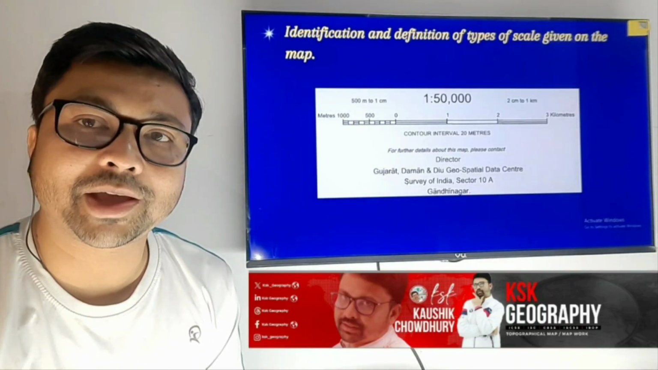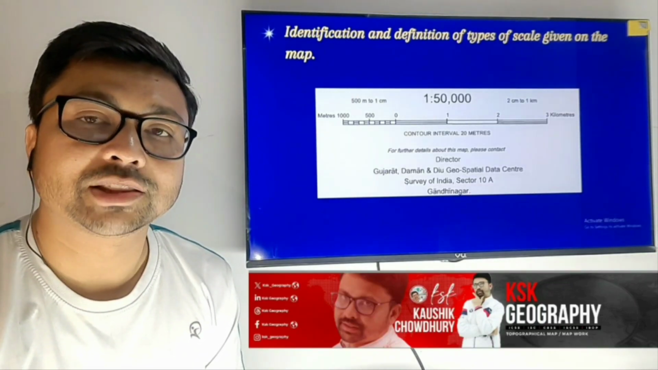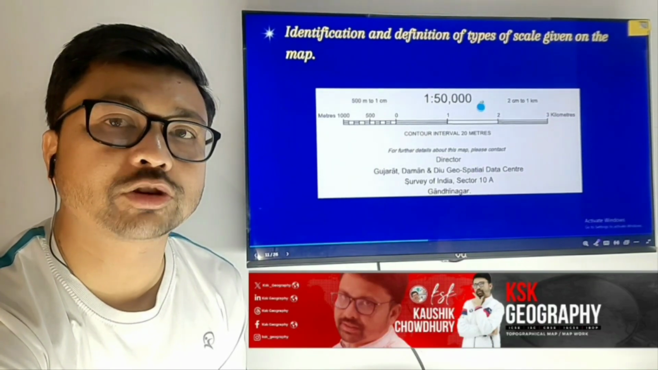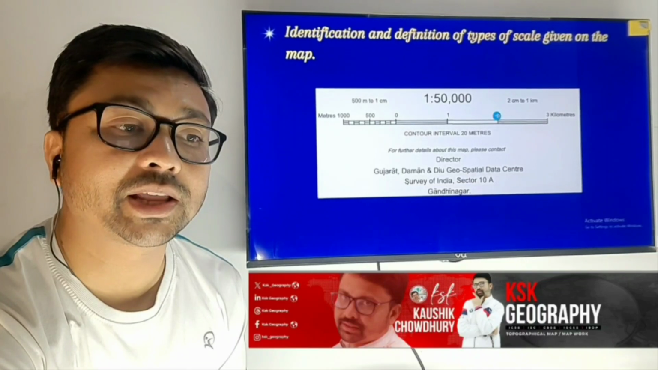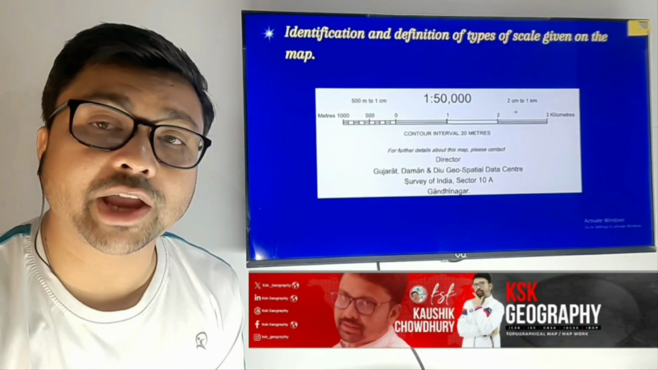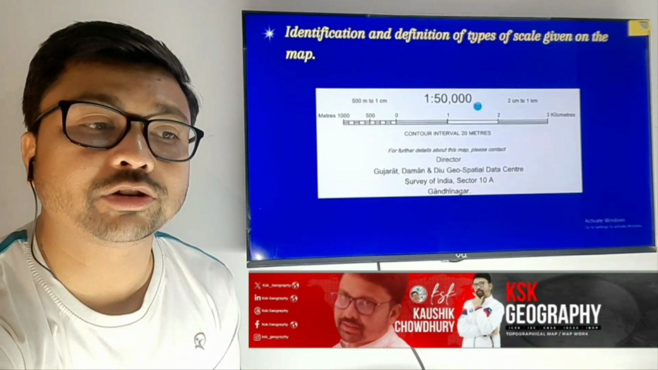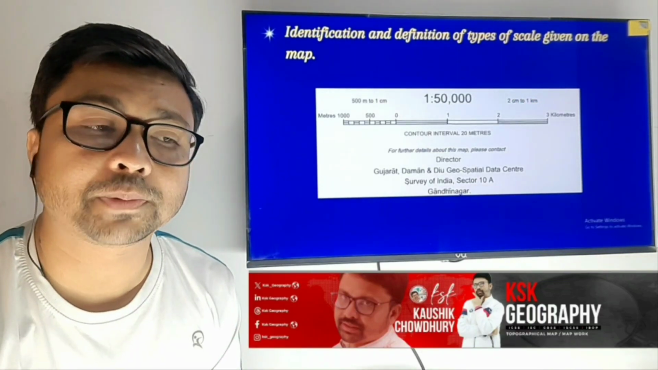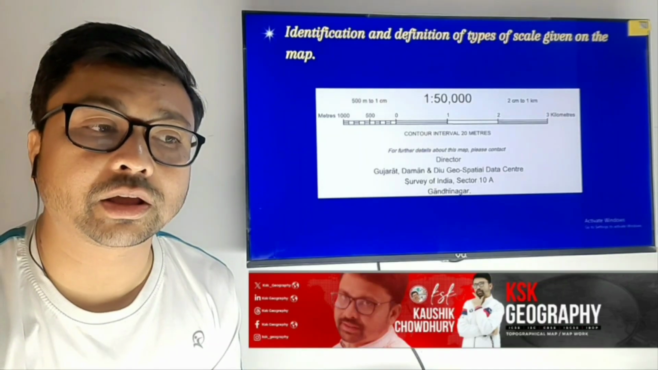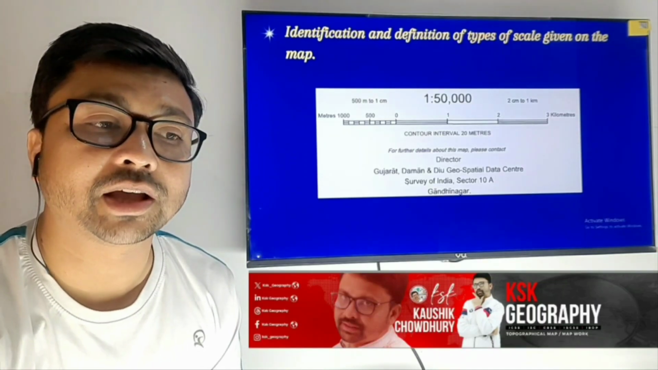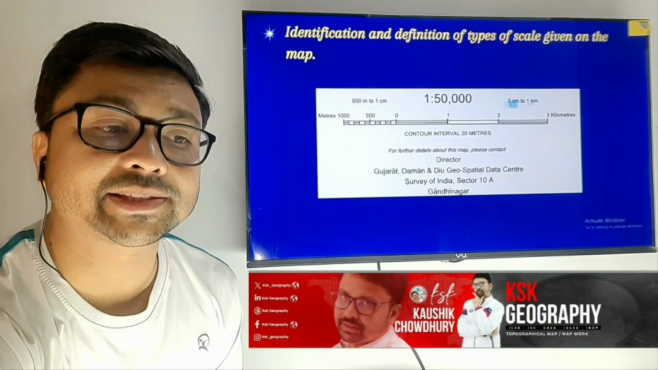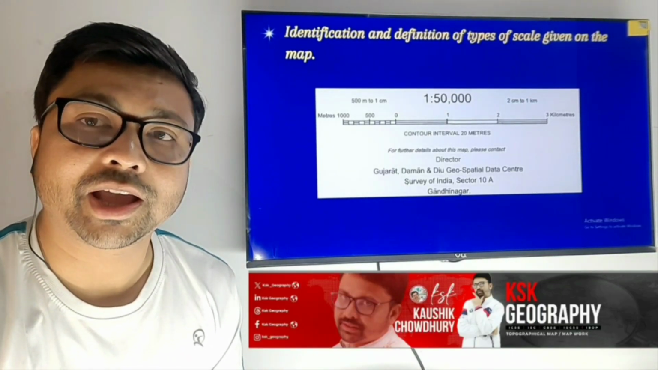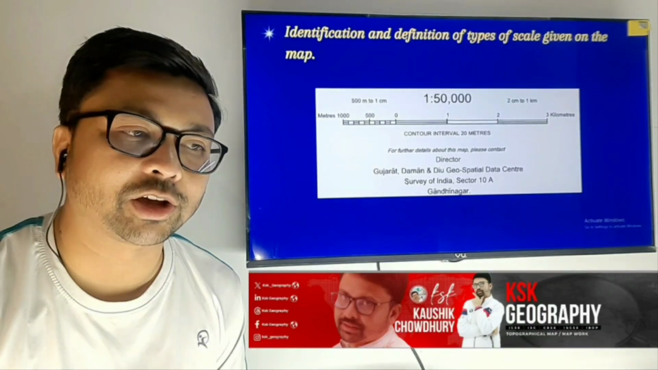Remember, on the topographical map 3 types of scale are given. What are those? The RF scale. RF is always represented with a fraction, so it will always be 1:50,000. Next one, the statement scale. For the statement scale you need to write 2 cm to 1 km. Here it will be written, right? On all topographical maps, the RF, the representative fraction, as well as the statement scale, will be given the same. So the statement scale is always 2 cm to 1 km, and the RF is 1:50,000, right?